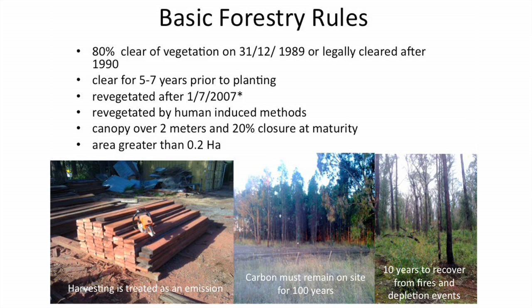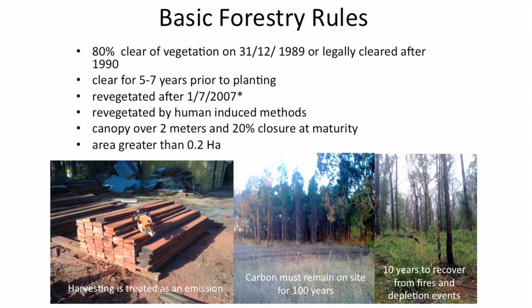It has to be revegetated after the 1st of the 7th, 2007. The asterisk is there because there are some provisions for people who have planted before that. But if you did plant before that, you would need to have registered the carbon rights on title within 2 years of planting it. There's lots of little rules in there, ladies and gentlemen.